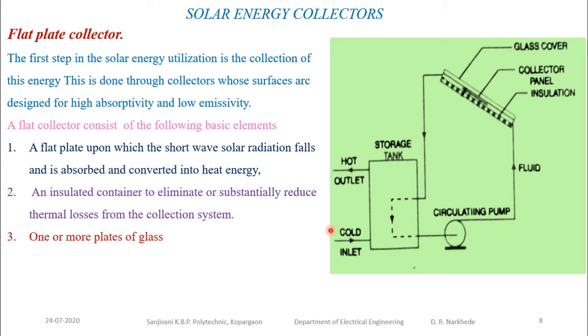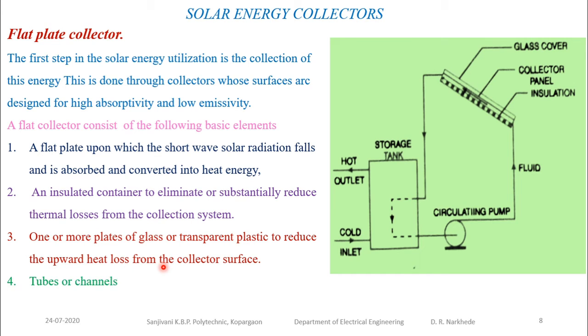Then one or more plates of glass or transparent plastic are used to reduce the upward heat loss from the collector surface. So basically this is the collector surface, and on the collector surface we place some layers of glass or transparent plastic. What is the purpose of this? The purpose of this glass cover is to reduce the upward heat loss from the collector.